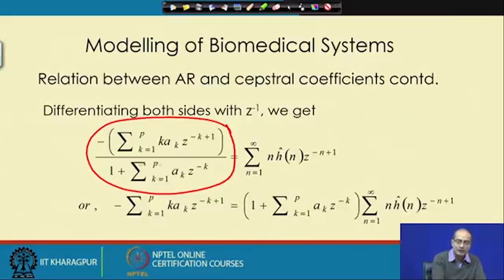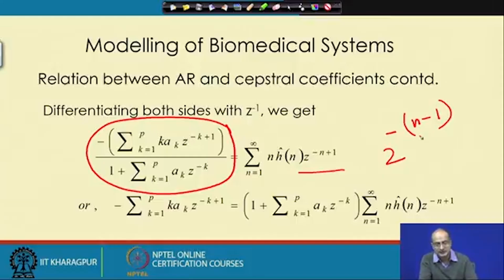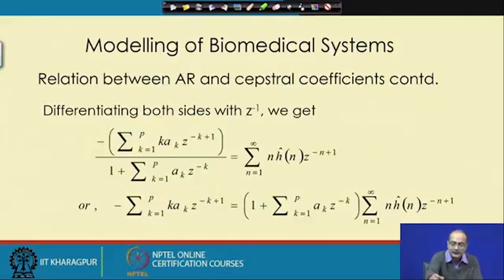We get A(z) below, and after taking the derivative, this is the term we get. On the right-hand side we get n times h hat n as the coefficients of z to the power minus n plus 1, or we can write it as z to the power minus within brackets n minus 1. Okay. And to simplify it, we can multiply both sides with the denominator of the left-hand side.